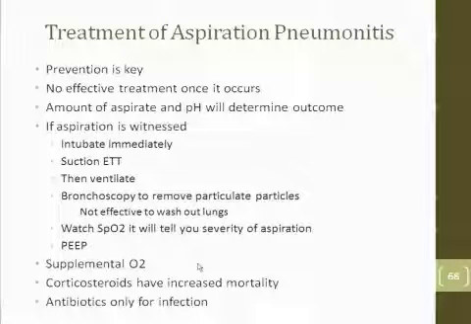Watch your saturation. It will tell you the severity of aspiration. If your sat falls like a rock right away, you're in trouble. Immediately institute PEEP. Period. You have to prevent atelectasis at that point. So PEEP is going to be your friend. Supplemental oxygen, of course, be careful with it. Try to keep it under 50%, because higher will additionally injure the type 2 alveolar cells.